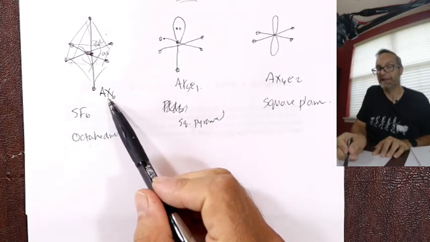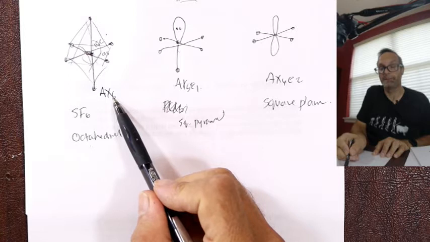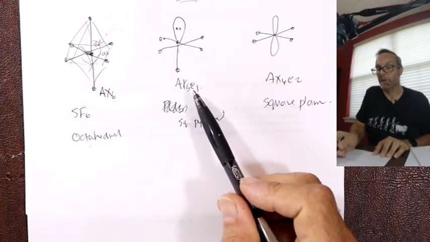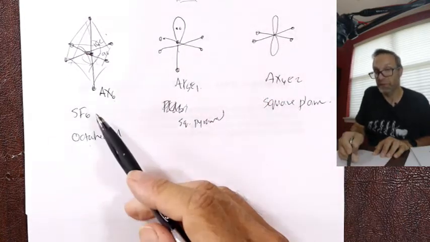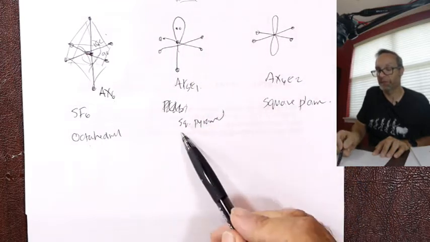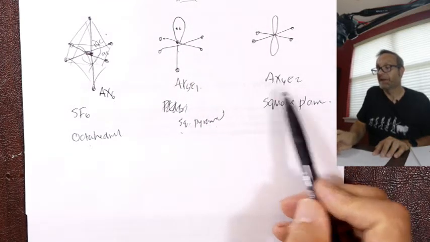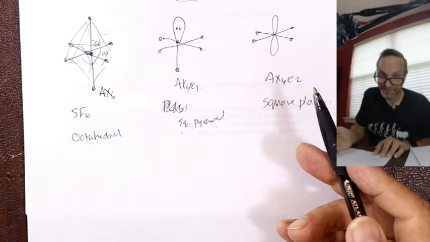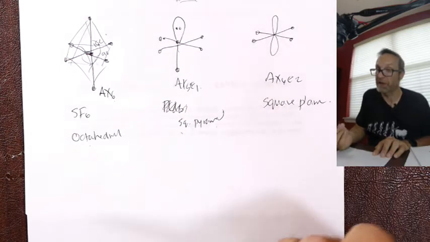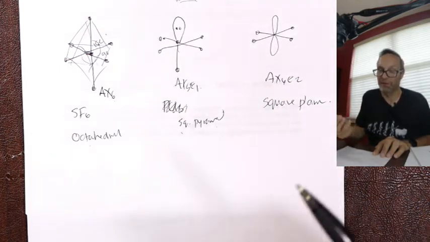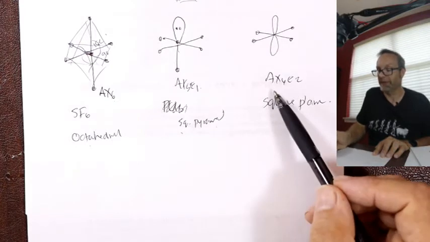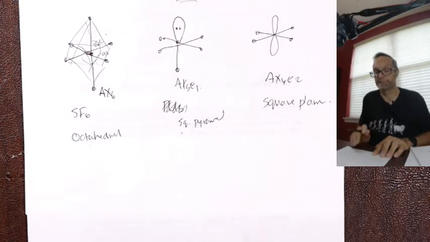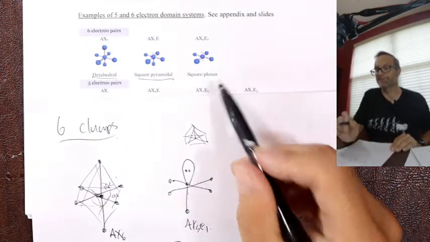Octahedral, AX6, six regular bonds, right? AX5E1, six clumps, just like before, but one of them's a lone pair. Square pyramid. Two clumps, four bonds, if you like, four clumps. Four clumps that are bonded, two clumps that are non-bonded, six clumps altogether, AX4E2, square planar. Okay, and there's the names there.